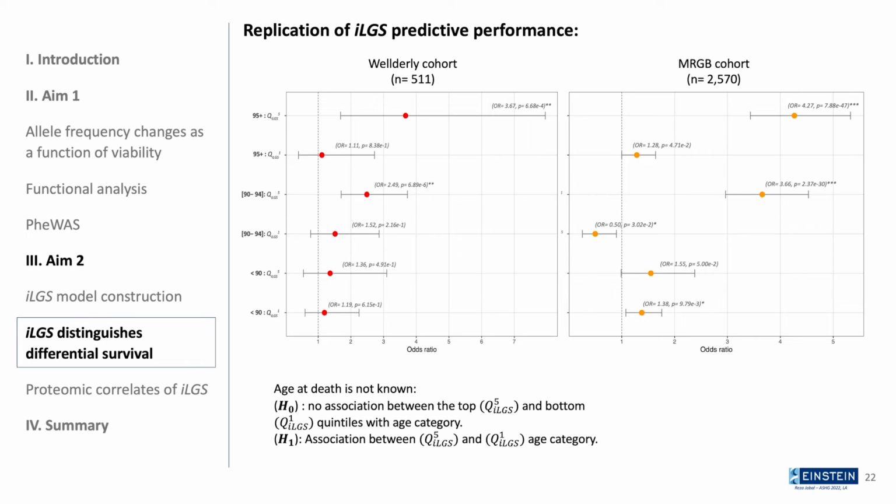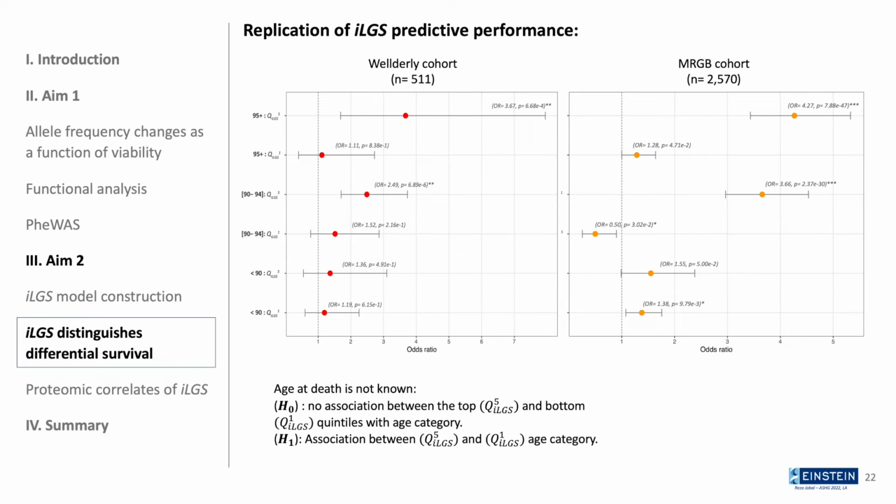In both cohorts, we investigated the association of top and bottom quintile iLGS with three age categories. The forest plots illustrate the enrichment of top and bottom quintile iLGS scores across three age bins. Since the absolute age at death for participants of these two cohorts are not available, we formulated the null hypothesis as no association between the top and bottom quintiles with age category at the last point of contact, and tested for evidence against the null using a Fisher's exact test.